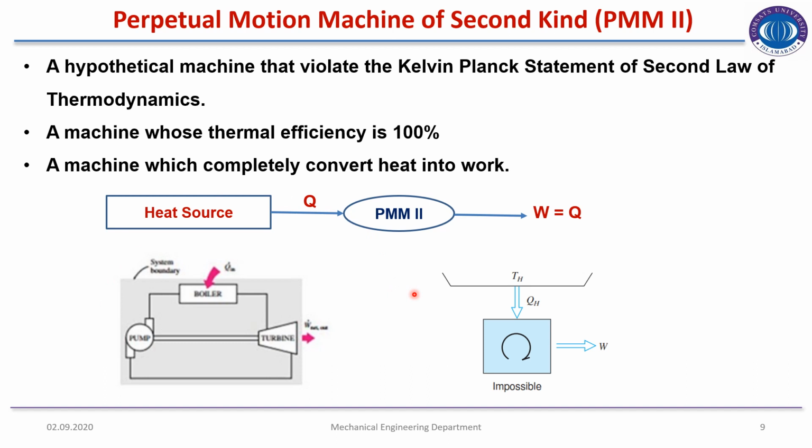Another schematic diagram is shown: a thermal energy reservoir at a higher temperature is giving heat into the heat engine, and there is no heat rejection, and all the heat supplied is converted into work. As this is an ideal, you have already said that it's a hypothetical machine. So it is a hypothetical machine, that is a schematic diagram, so it is not possible in a real-life scenario.